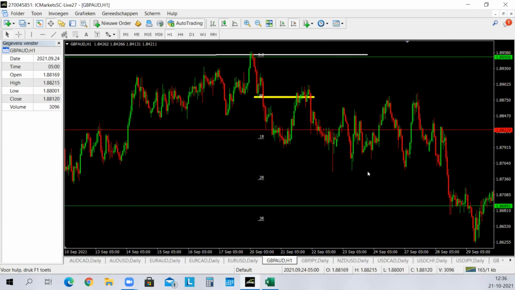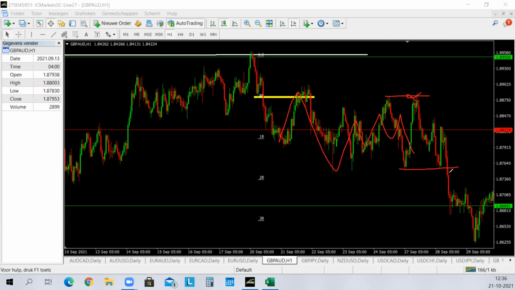And as you can see, it did hit target. I've been in the trade for quite some time because it kept ranging. And then it took out this swing high and then broke structure over here, stayed below there, and then we hit target. So again, I don't manage trades and it just went to target.